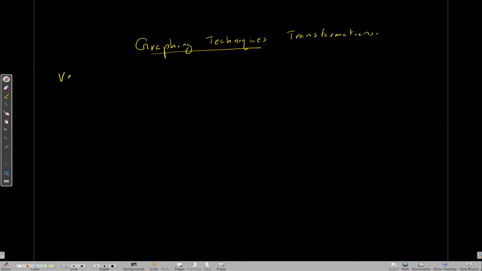Today we are going to talk about graphing techniques. Actually, there are many techniques that we are going to learn. Today only the first two. So the first one, actually all of these are transformations. Now the first one, vertical shift.